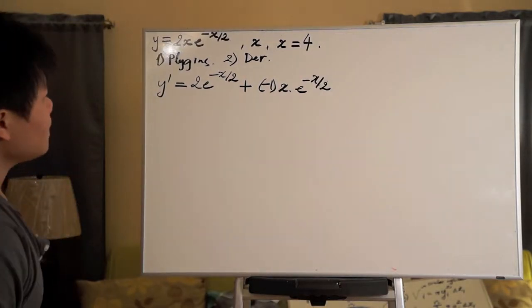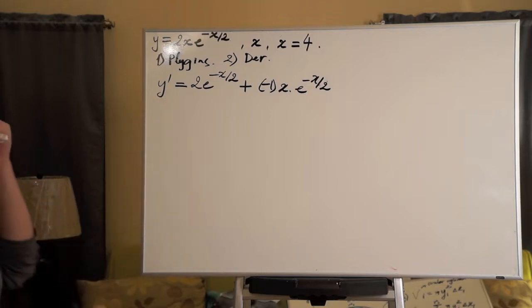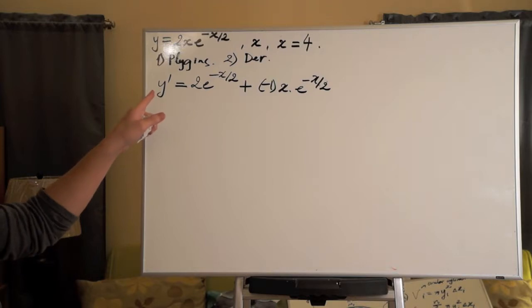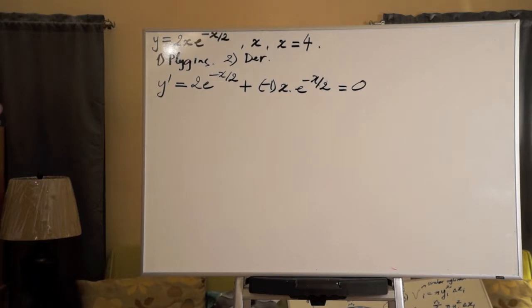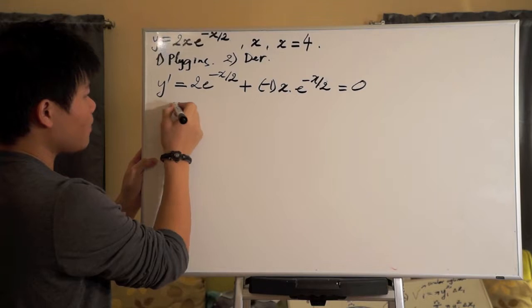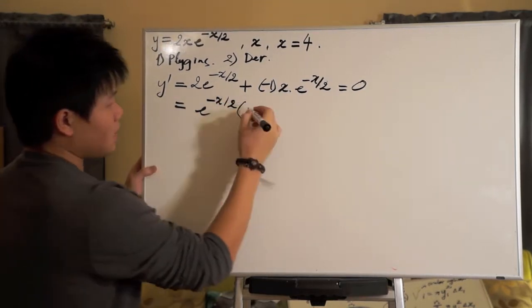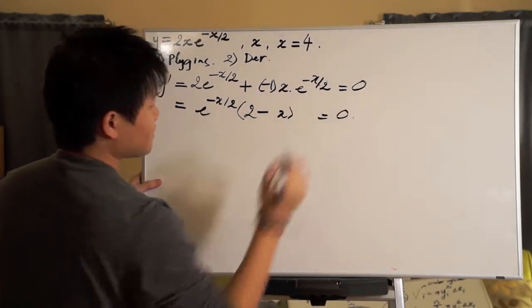All right, so let's see. We want to find its maximum points. See how it is doing. The only local extrema exist where y prime is equal to 0. So we can go ahead and set this equal to 0. See what we have. There's an e to the minus x over 2, so we can pull that out as a common factor. So 2 minus x equal to 0.